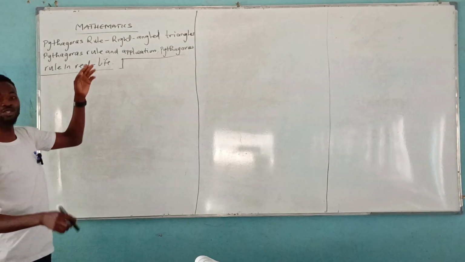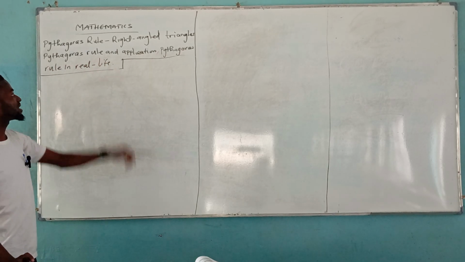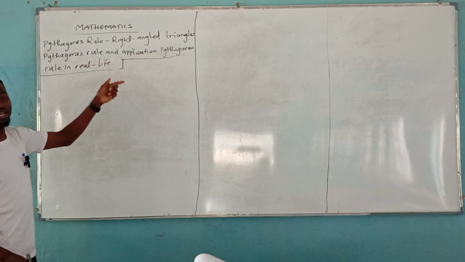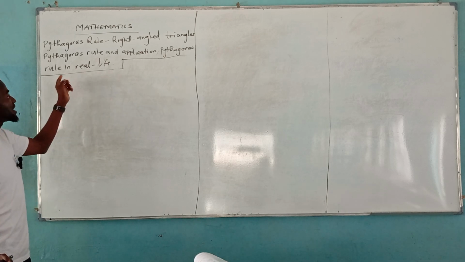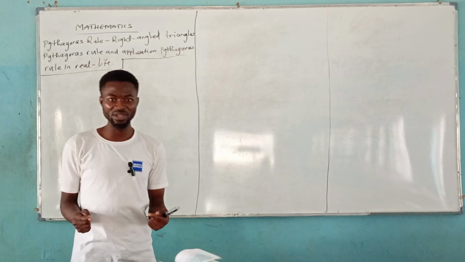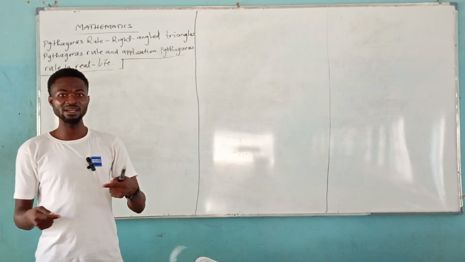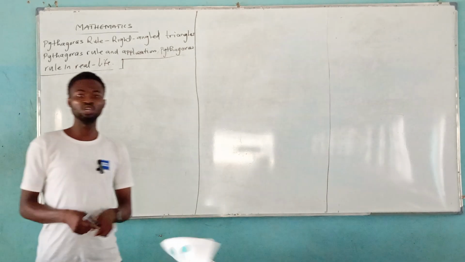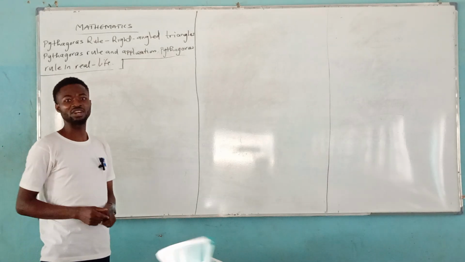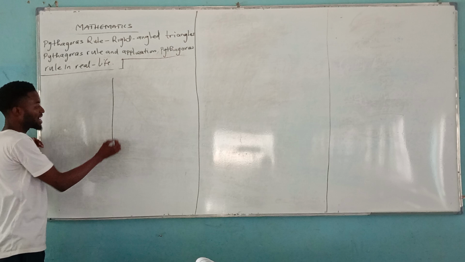Today we are going to look at the topic Pythagoras rule as a right angle triangle, Pythagoras rule and application, then the Pythagoras rule in real life. First of all, what is Pythagoras? We can't talk about the Pythagoras theorem without knowing what a right angle triangle is. So now, we have a right angle triangle.